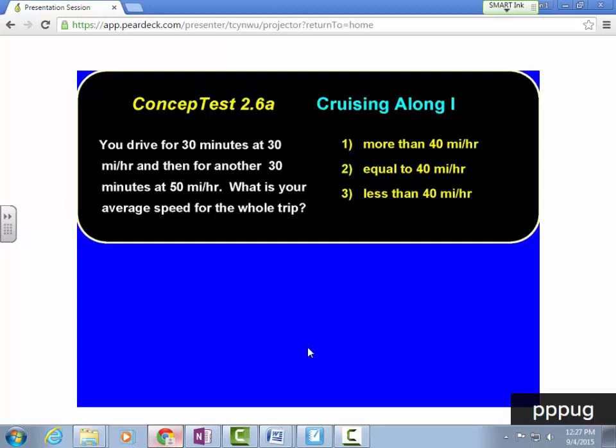So let's actually do these problems. You drive 30 minutes at 30 miles per hour, then for another 30 minutes at 50 miles per hour. What was your average speed for the whole trip? Should be totally obvious. Anyone? Why can you look at that and say 40?